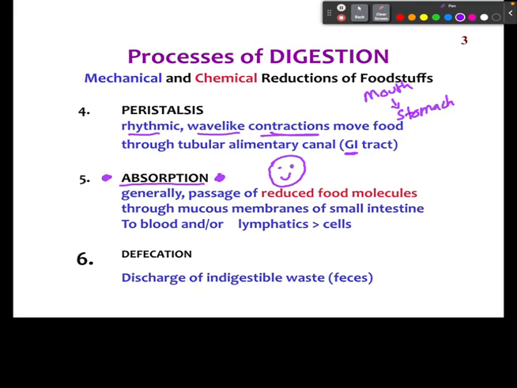We can use it for energy. We can use it to build proteins in the body. We can use it to make DNA in our nuclei. So we can use the stuff that we break down. What we do not break down gets removed from the body as a waste product. That waste product would be through defecation. So defecation is when you remove the waste product, which is our feces.